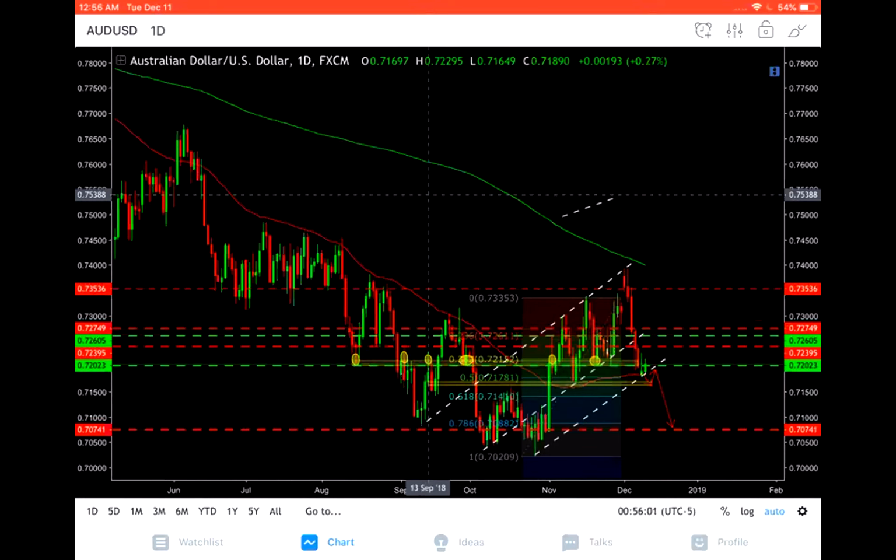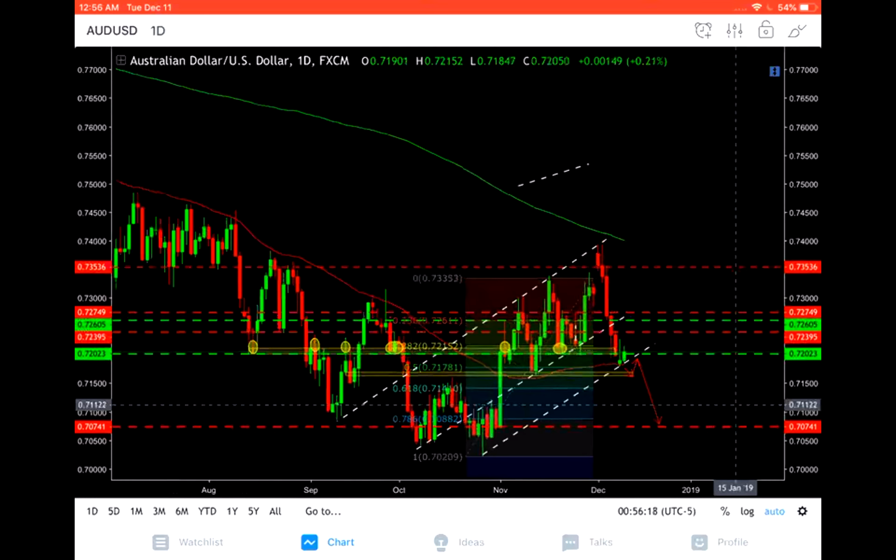I mean, the red lines between the green lines is the 4 hours. You lost me there. Which line are you talking about? You see how I have two green lines and red lines? That's for the 4 hours. Gotcha. The red line is for the 4 hours. The green line is for what? For the daily. Gotcha.